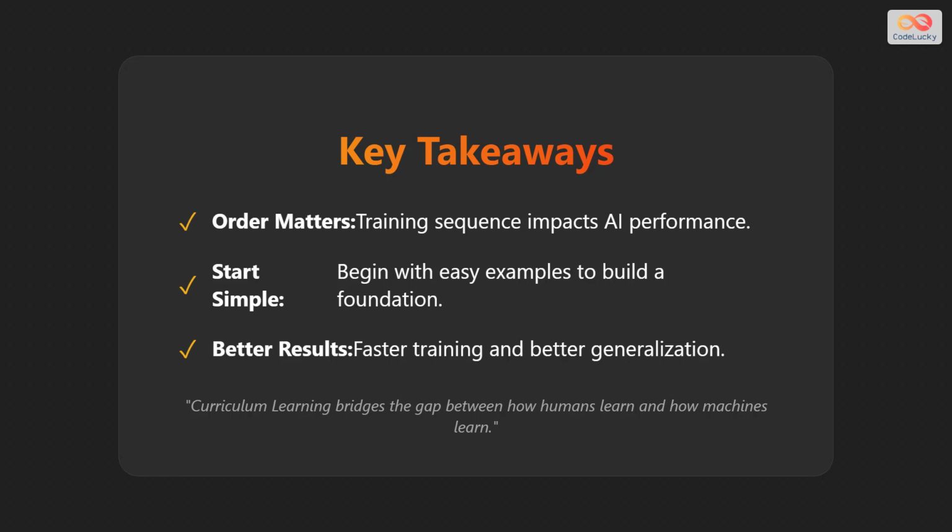To wrap up, remember that the order of training data matters. By starting simple and building complexity over time, we align artificial intelligence training with the proven methods of biological learning, leading to more robust and efficient models.